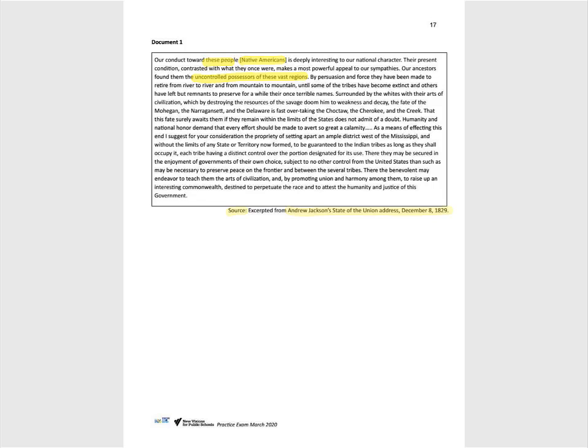some of the tribes have become extinct, and others have left but remnants to preserve for a while their once terrible names. Surrounded by the whites with their arts of civilization, which by destroying the resources of the savage doom him to weakness and decay. The fate of the Mohegan, the Narragansett, and the Delaware is fast overtaking the Choctaw, the Cherokee, and the Creek. Notice he's mentioning the Cherokee here, and that was part of the sourcing information in the second document.